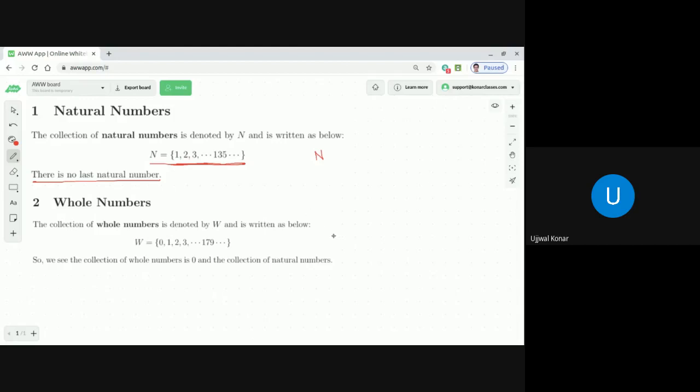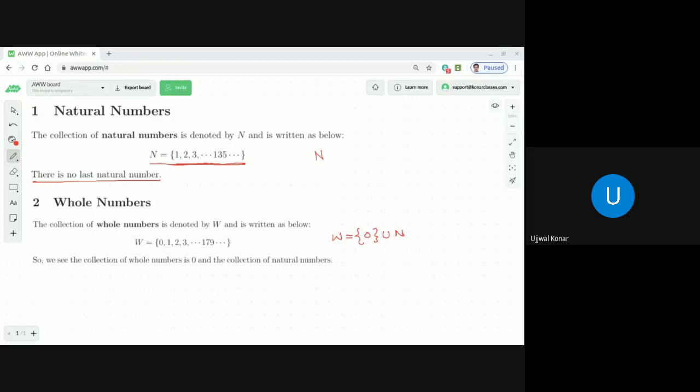So in set theoretic notation, dear students, we can write W is equal to the set {0} union the set of natural numbers. The collection of whole numbers is 0 and the collection of natural numbers, that is what we define as whole numbers. I hope it is clear.